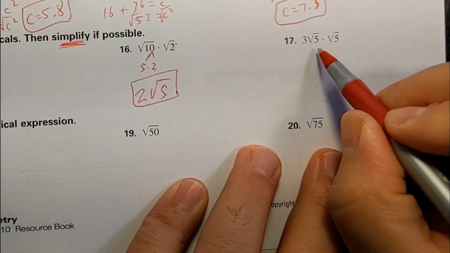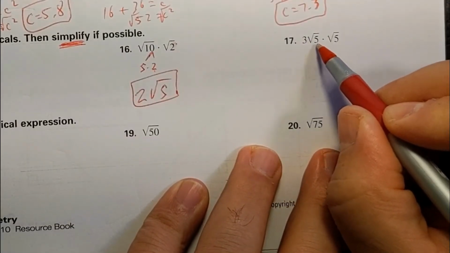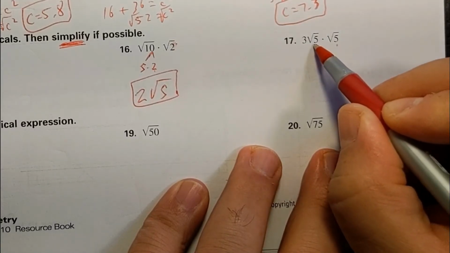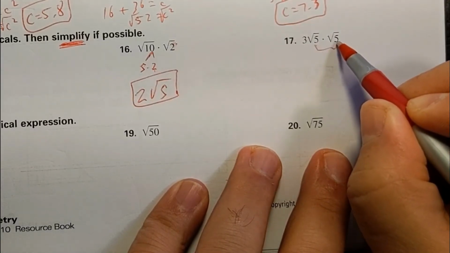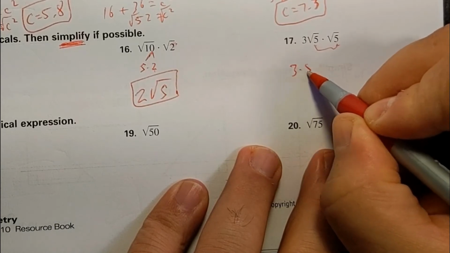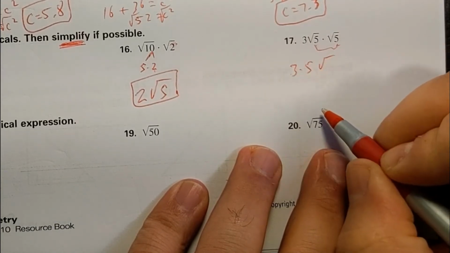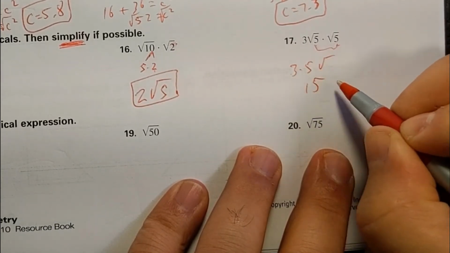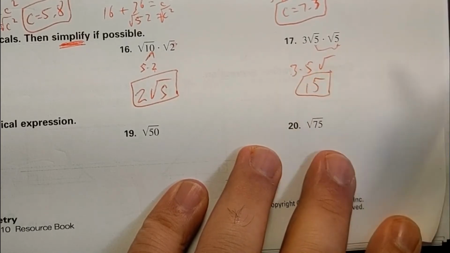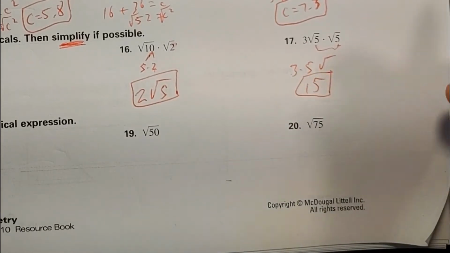And then number 17, 5 is prime. This 5 is also prime, but because there's 2 of them, that's your pair inside the radical. So that's going to go outside with that 3 that was already there. So 3 times 5 is 15. There's nothing left in the radical, so you don't need the radical sign. And that's your final answer.